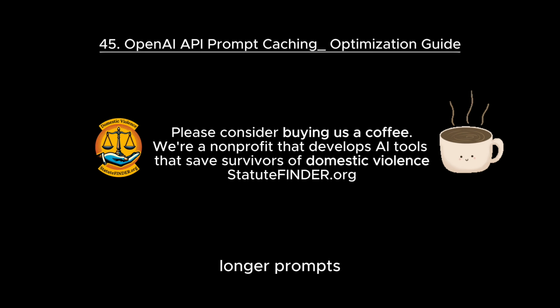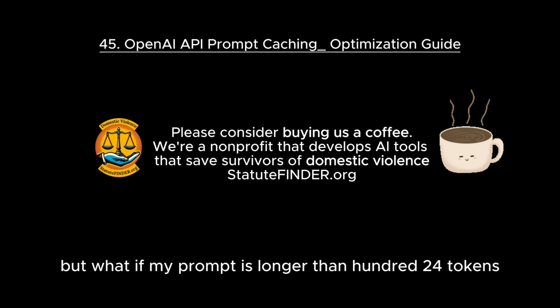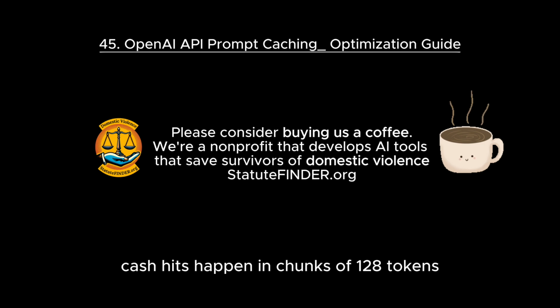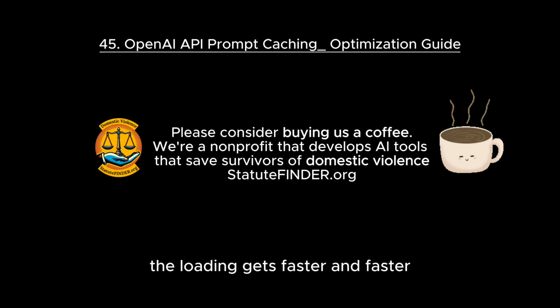Okay, that makes sense. So longer prompts generally mean more opportunity for caching. But what if my prompt is longer than 1024 tokens? Does it just cache the first 1024? It's a bit more nuanced than that. Cache hits happen in chunks of 128 tokens. Imagine it like loading a progress bar as more chunks of your prompt get cached. The loading gets faster and faster. So the longer my prompt and the more chunks that get cached, the faster and cheaper things become.